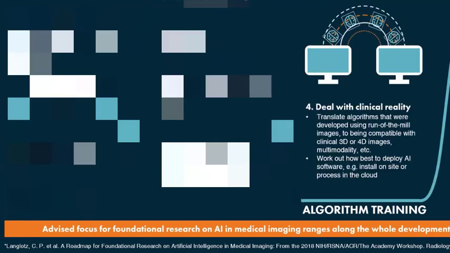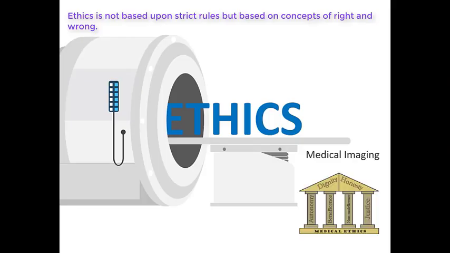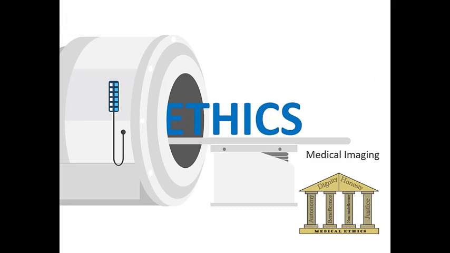Last but not least, we want to give our artificial intelligence algorithm training, teaching it to translate algorithms that were developed using run-of-the-mill images to being compatible with clinical 3D or 4D images. We need to figure out how best to display the artificial intelligence software and install it on site or in the cloud. Technology will always be improving, and we have a long way to go working with artificial intelligence, but we'd like to make it seamless with our medical imaging equipment. Ethics is not based upon strict rules, but based on concepts of right and wrong.